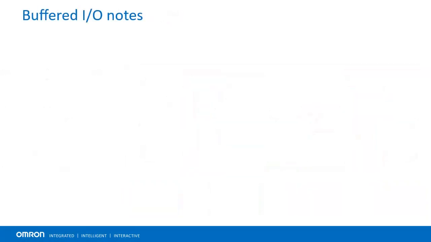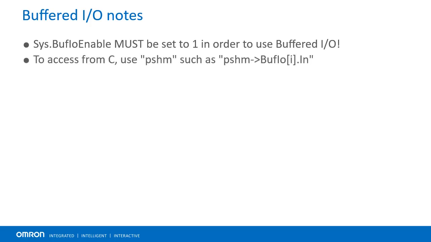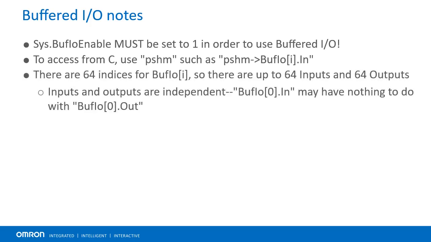Finally, there are some notes. In order for the firmware to perform these scans, users must set sys.buffioenable equal to 1. If they don't do this, the firmware will not scan and the data will not be used. Next, they can access the buffio structures from C using a pointer to shared memory. This lets them read and write to their buffered I/O from the C environment. Furthermore, users are limited to 64 buffered input registers and 64 buffered output registers. Users can access them as full register or bitwise.